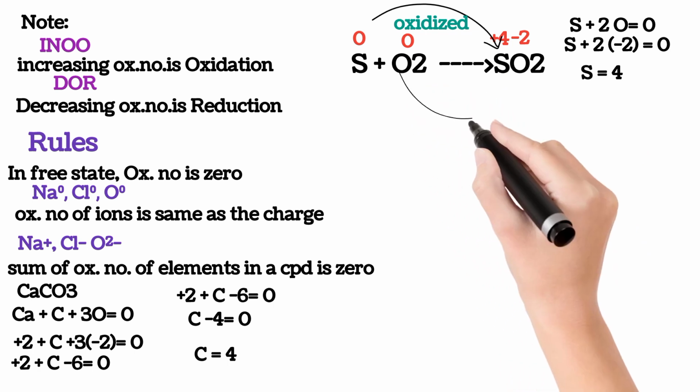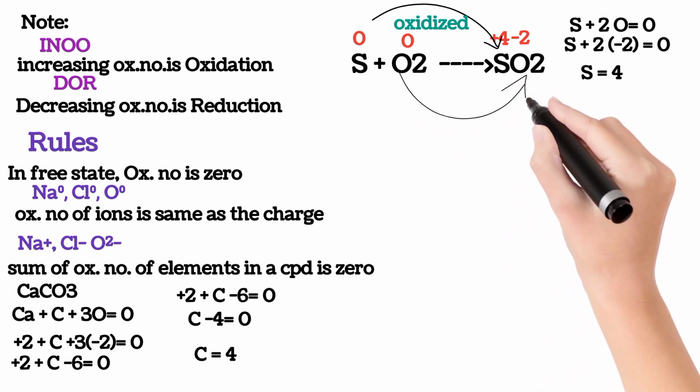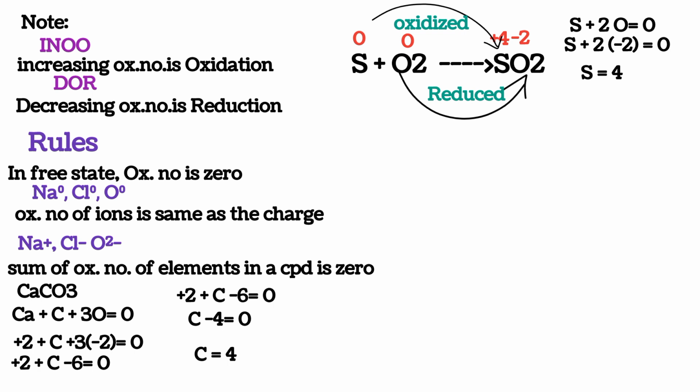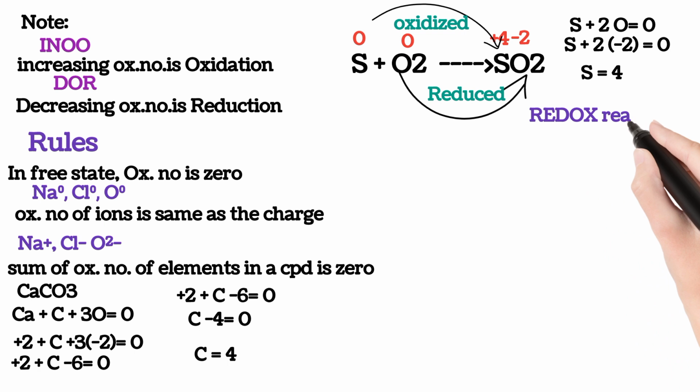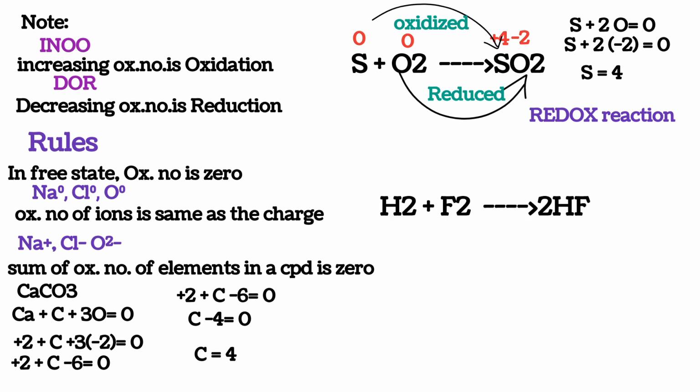So sulfur has a change of oxidation from 0 to +4, which is an increase. That is what? Oxidation. Now, oxygen has a change of oxidation from 0 to -2, which is a decrease in oxidation number. That is what? Reduction. So these two are referred to as what? Redox reaction. That is what? A complementary reaction, reduction and oxidation reaction.